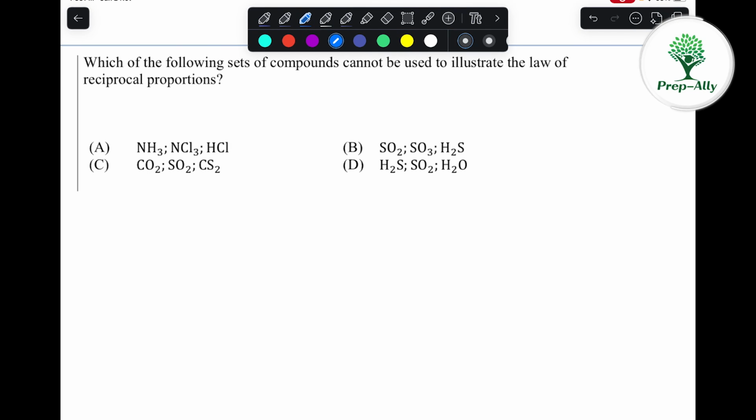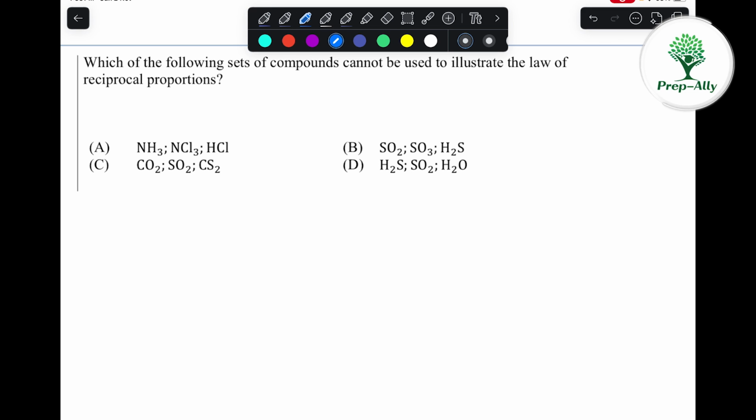Which of the following set of compounds cannot be used to illustrate the law of reciprocal proportion? So what is the law of reciprocal proportion? Actually, this law involves at least 3 atoms. So every option should contain at least 3 atoms. So yes, all options are containing 3 atoms. Good. Now all these should have 3 different compounds.